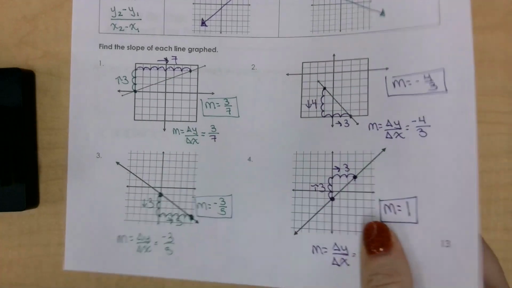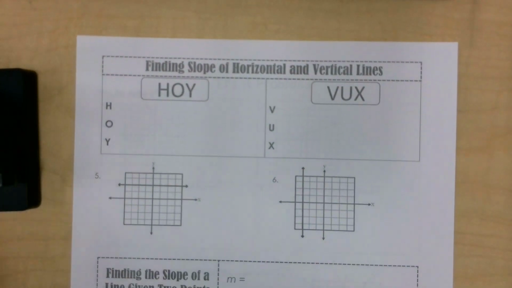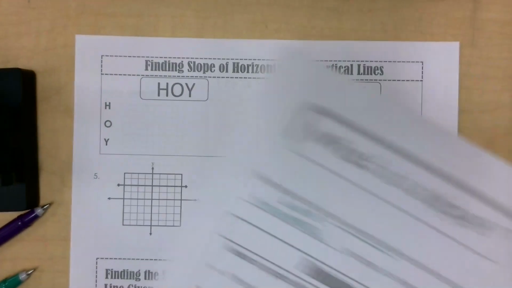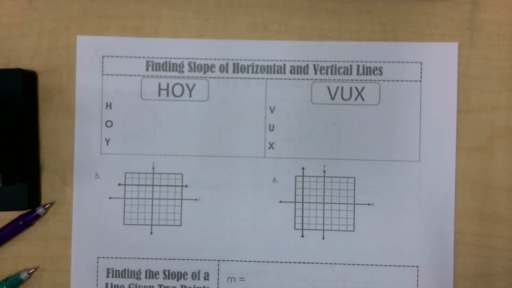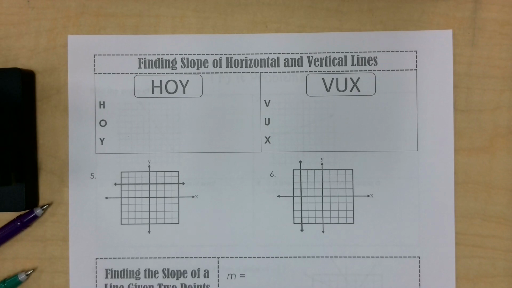All right, moving on to page 14. Sometimes you need to find the slope of horizontal and vertical lines. So if you remember, the definition of slope was for any non-vertical line. So hopefully that gave you an indication that vertical lines are going to be a little bit different. So with vertical lines in particular, we'll just start there.